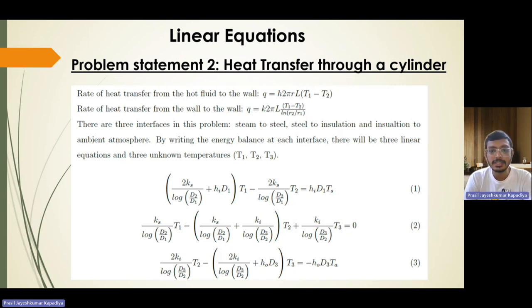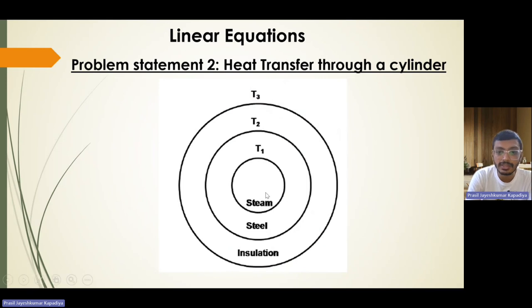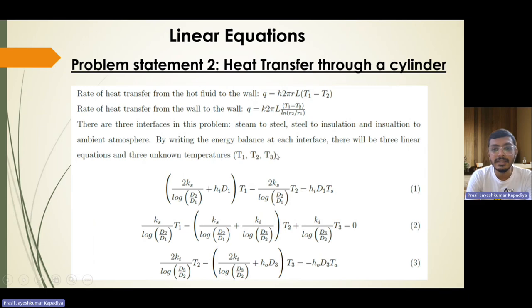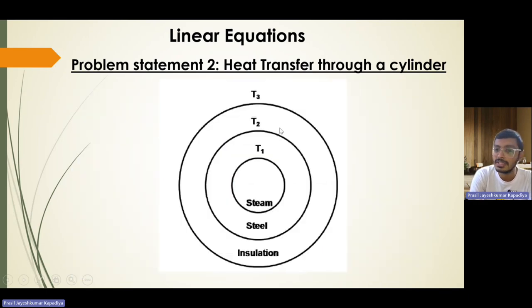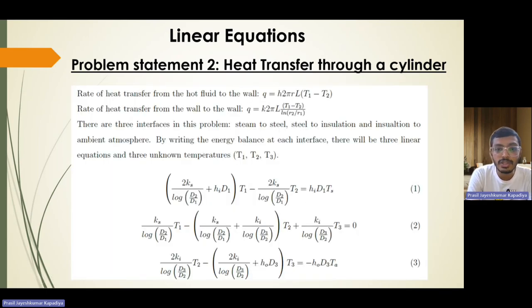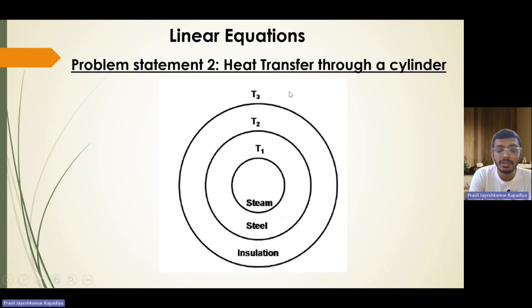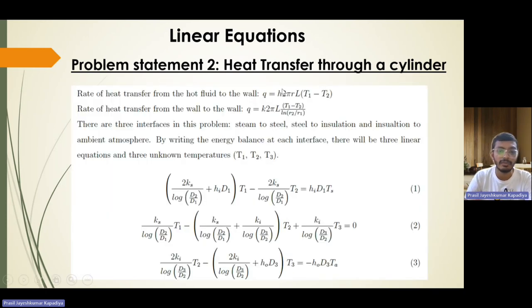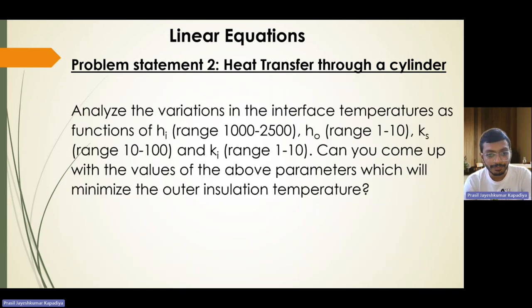There are three interfaces in this problem. Steam to steel, there is one interface, and this will be convection. Then second is steel to insulation, this will be conduction. And insulation to ambient atmosphere, that will be again convection. By writing the energy balance at each interface, there will be three linear equations and three unknown temperatures T1, T2, T3. So first we will see how we can write this energy balance equation, and then let's see what we are asked to do.